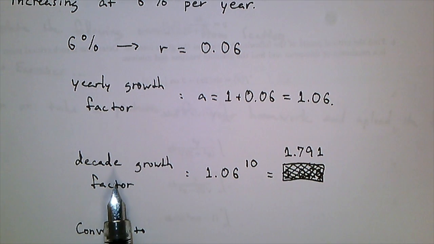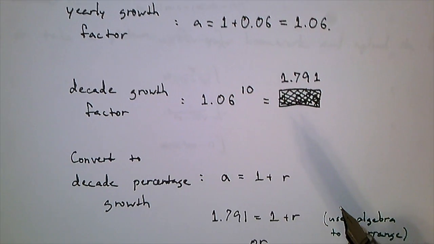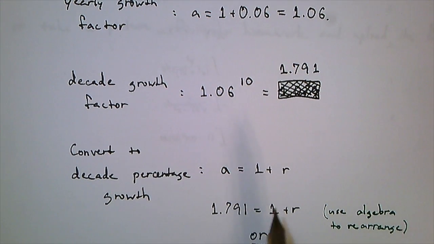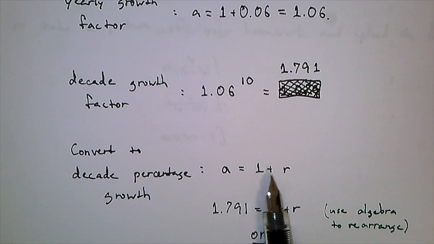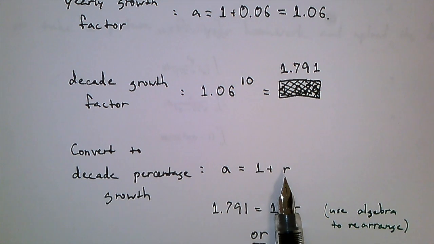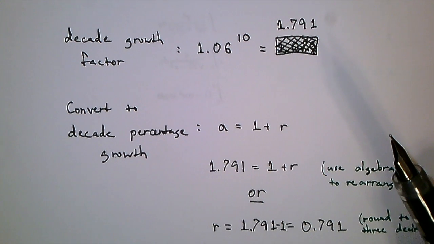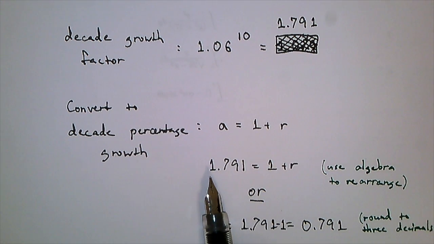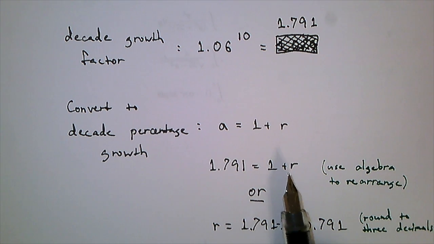But this is the growth factor. What I really want here is the decade percentage growth. So let's think about the formula for percentage growth and growth factors. Remember, it's A, the growth factor, is equal to 1 plus R, and R is the percentage growth. So we can plug in our decade growth factor, 1.791, and set it in this equation equal to 1 plus R.